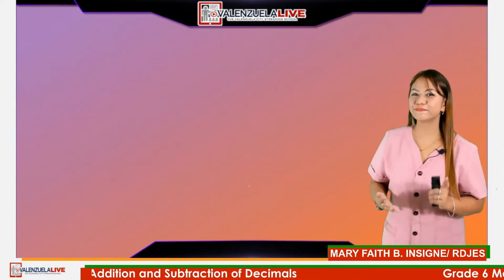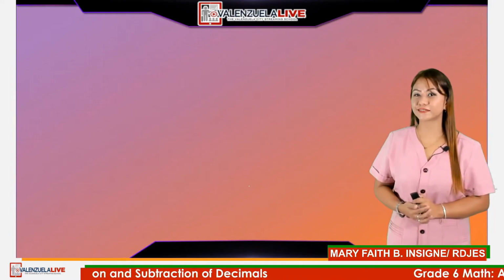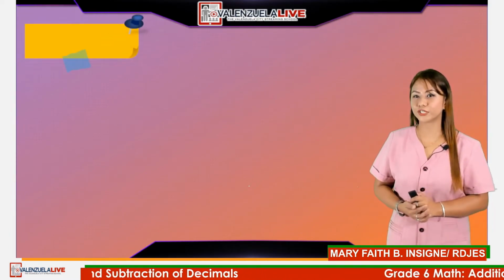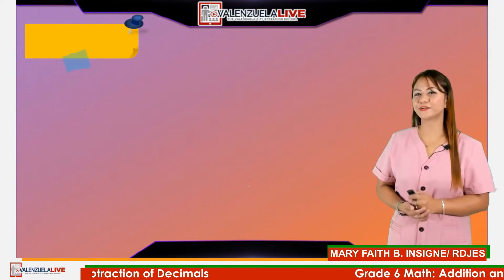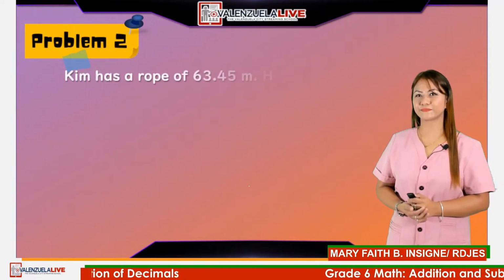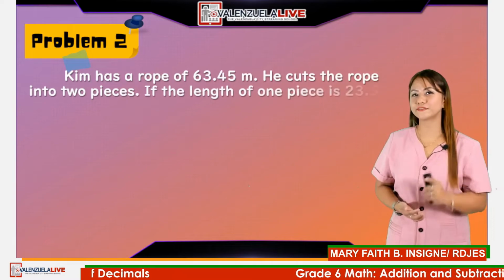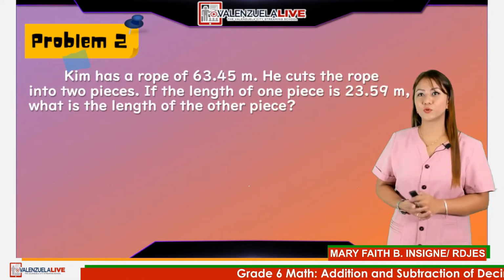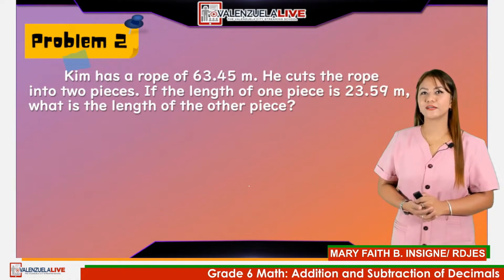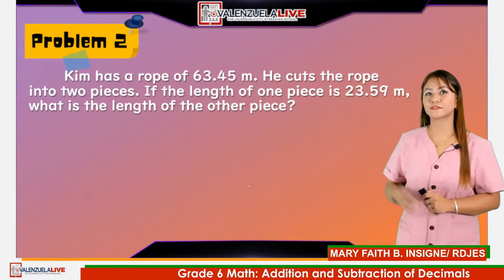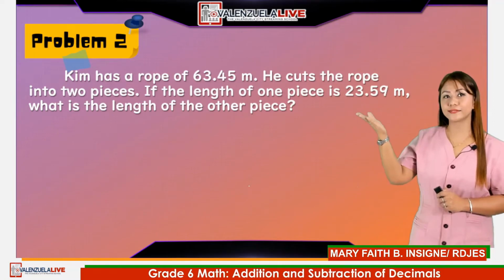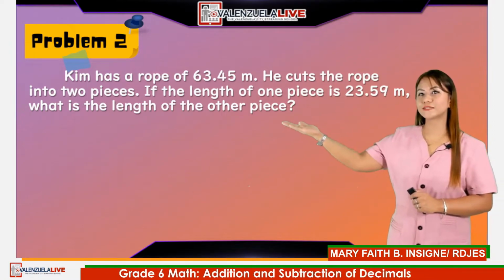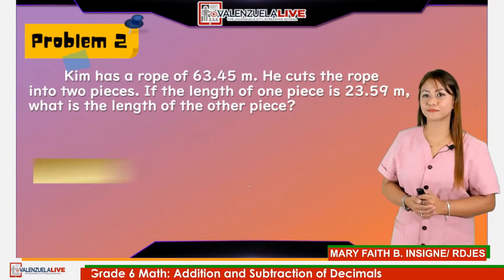Now, let's apply the steps in adding and subtracting decimals in the word problem again. Let's have problem number 2. Kim has a rope of 63 and 45 hundredths meters. He cuts the rope into 2 pieces. If the length of one piece is 23 and 59 hundredths meters, what is the length of the other piece?